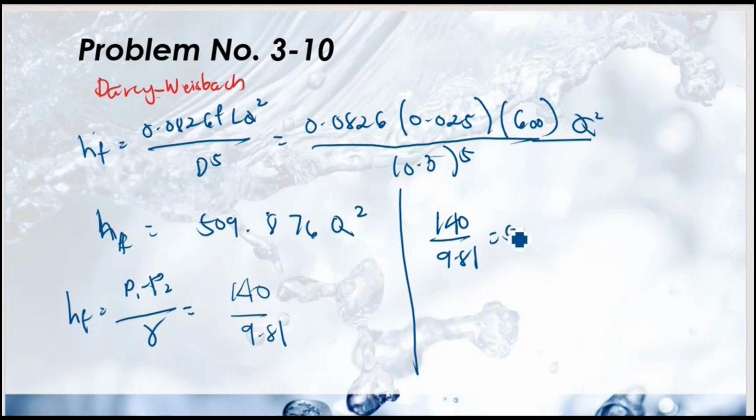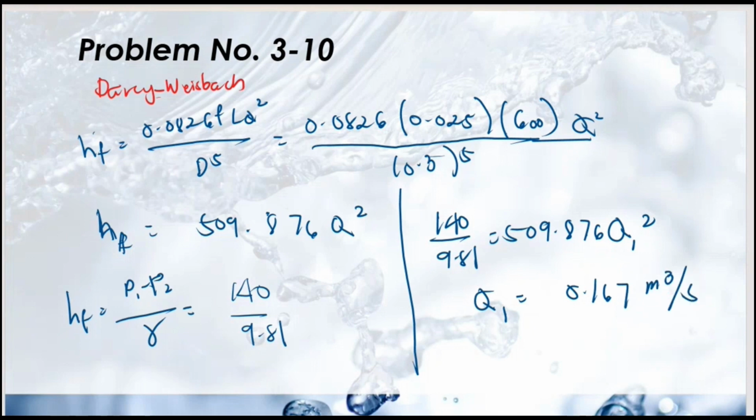Computing for the first head loss, HF, that is 140 over 9.81, is equal to 509.876 Q sub 1 squared. Therefore, Q sub 1 for the pipe having the length of 600 meters and diameter 0.3 meter is equal to 0.167 cubic meter per second. So we need this value because the question is how much water is being lost. So the answer could be volume or the amount per unit time. Okay.